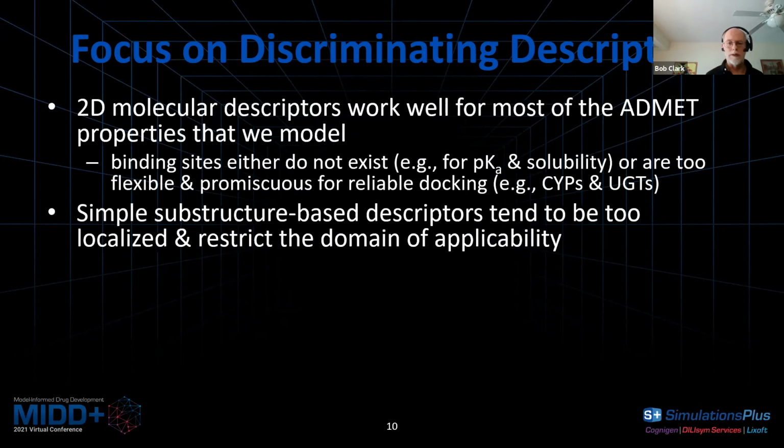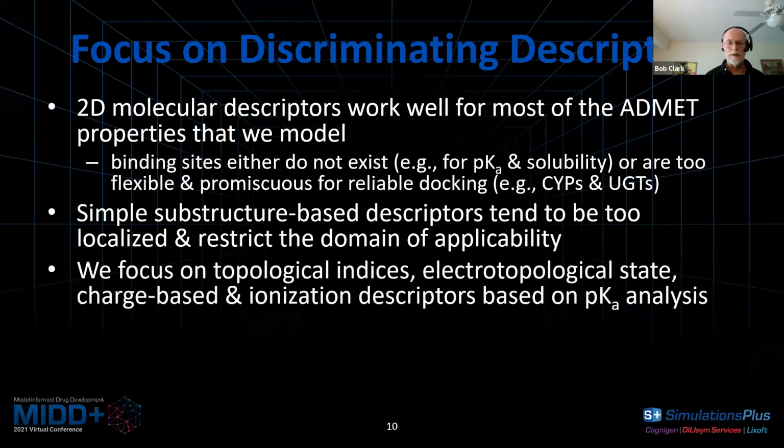Examples of that are SULTs and UGTs. We also avoid simple structure-based descriptors because they tend to be too localized and too specific and restrict the domain of applicability. Unusual combinations of atoms do sometimes have unusual properties, but usually they don't. Whereas interactions between overlapping fragments in terms of the effect that they have on the properties are easily underestimated if you're using fingerprints alone.